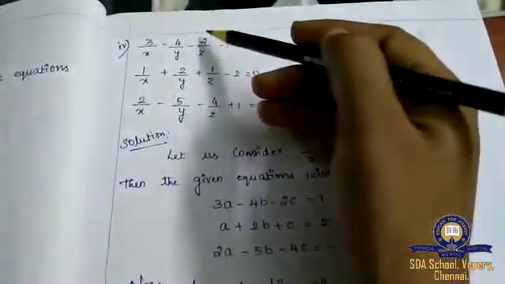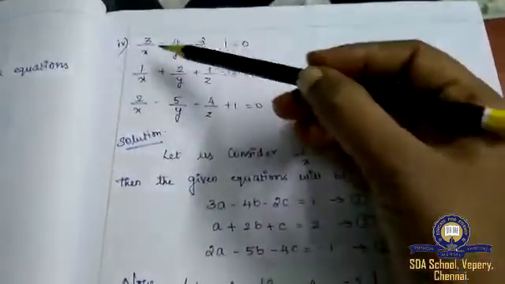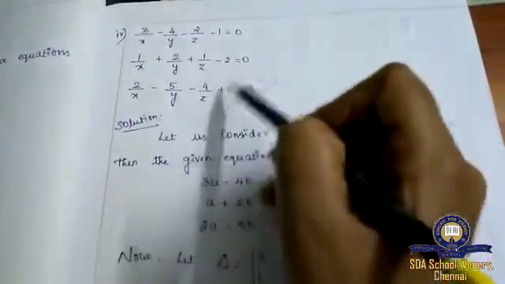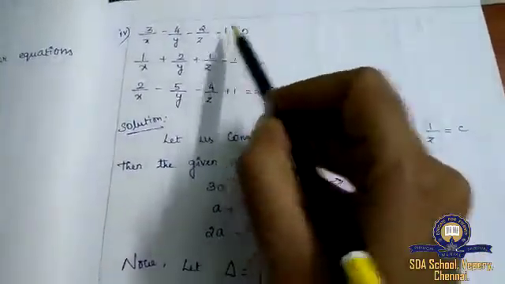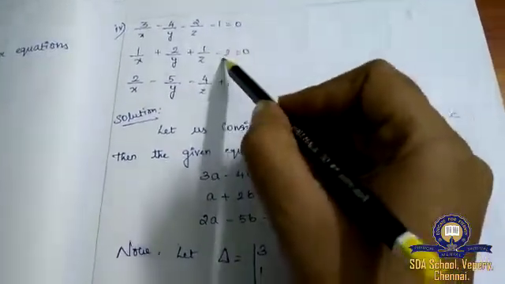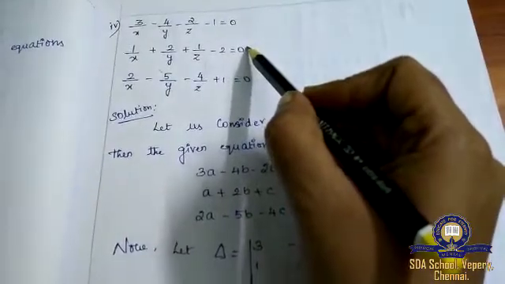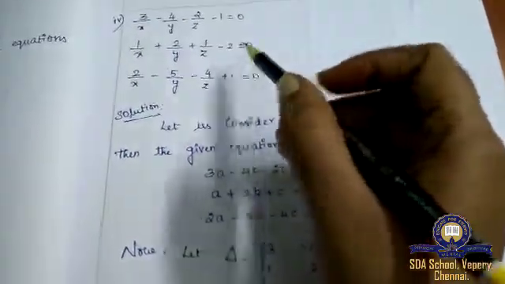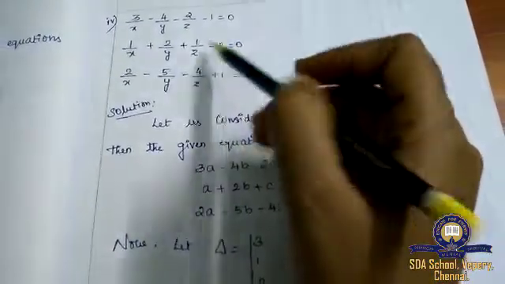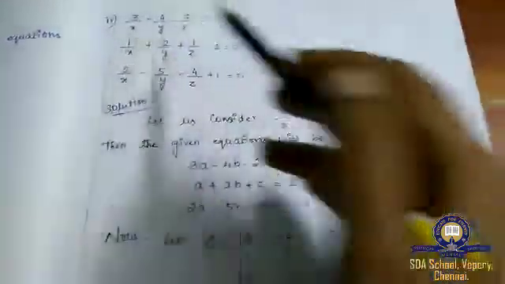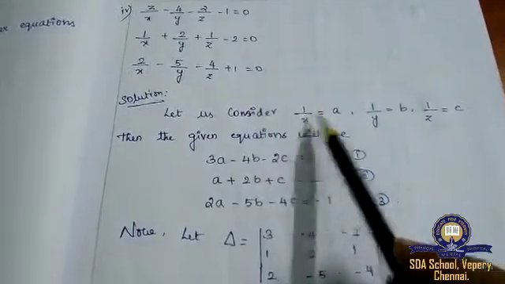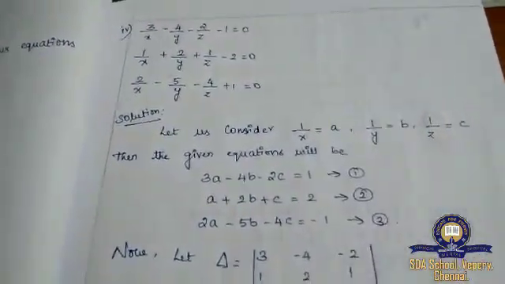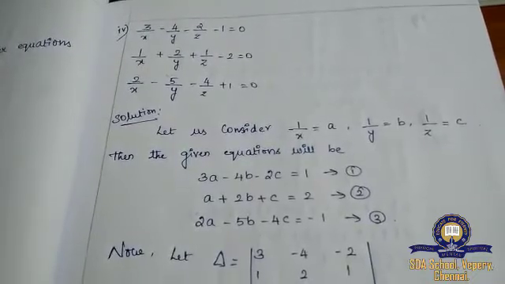I have done my fourth question here. So this is the equation given, and the first thing is you're supposed to take your constant value outside. So minus 1 will be plus 1, minus 2 will be plus 2, and here it is minus 1. Since everything is in fractions, I'm going to take 1 by x equal to a, 1 by y equal to b, and 1 by z equal to c. After that I'm going to convert my answers into fraction format.